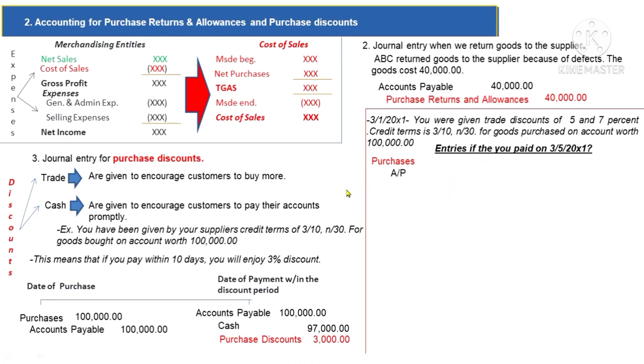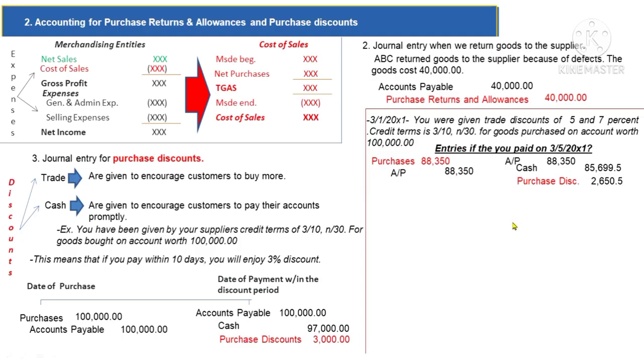and it will equal to 88,350. On the date of payment within the discount period, you need to debit the accounts payable of full 88,350, but you only credit cash of 85,699.5 because of the purchase discount of 2,650.5. The 2,650.5 is the 3% of 88,350.